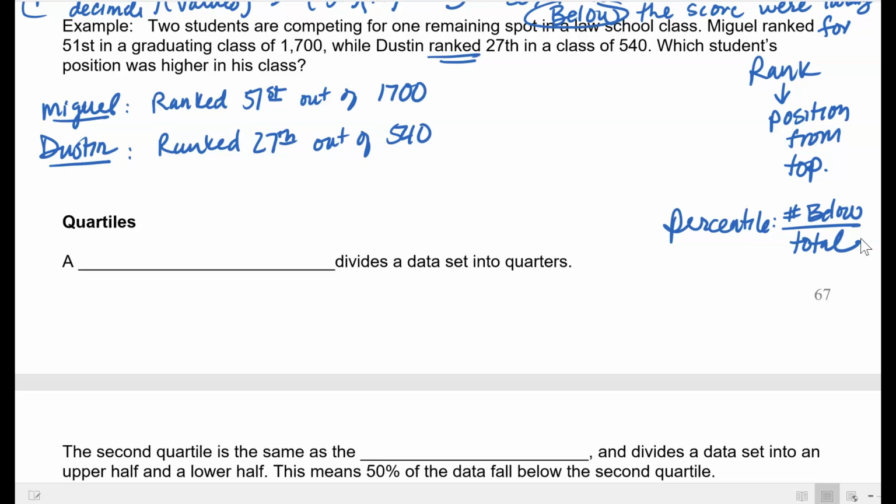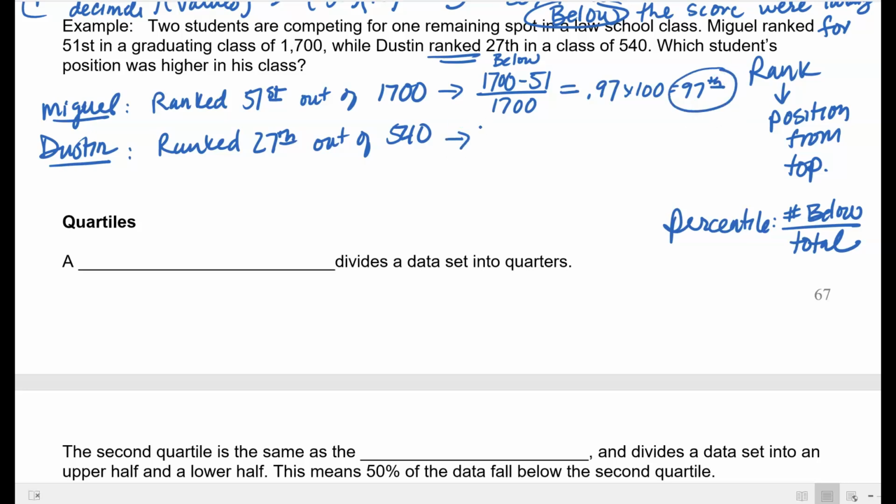Okay, so if we want to know how many people were below Miguel, if he was 51st out of 1,700, we're going to take 1,700 and subtract 51. That gives us the number below him. And we're going to divide by the total, which is 1,700. And if we do that, we get 0.97, which you can multiply by 100 to get 97th percentile. So he was 97th percentile.